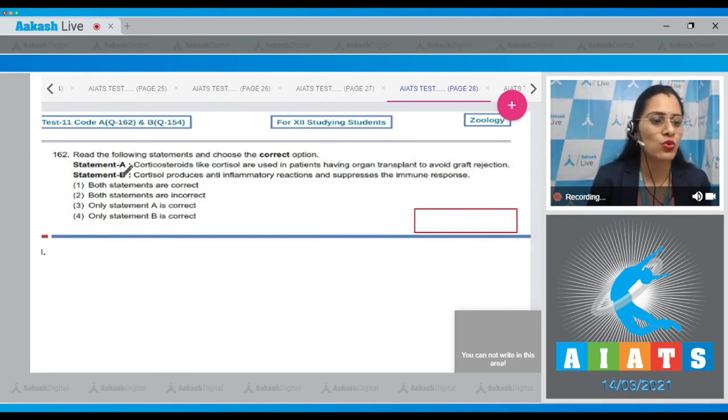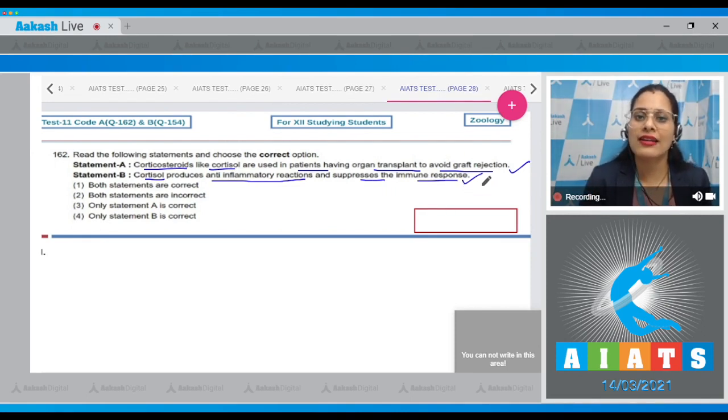Question number 162. Read the following statements and choose the correct option. Statement A says, corticosteroids like cortisol are used in patients having organ transplant to avoid graft rejection, is a correct statement. Cortisol is an immunosuppressant and it is used as a drug in patients that are undergoing organ transplantation surgery. Statement B, cortisol produces anti-inflammatory reactions and suppresses the immune response. And as it is also a correct statement, the correct answer to this question is option number 1.